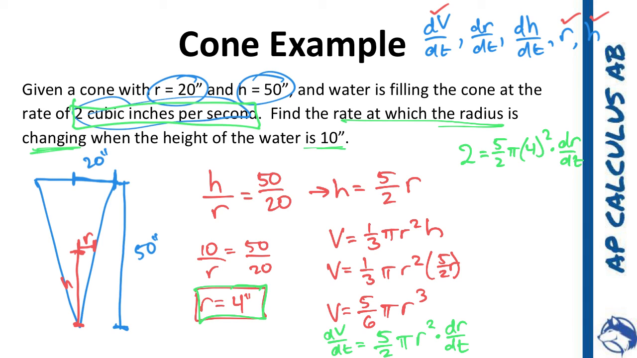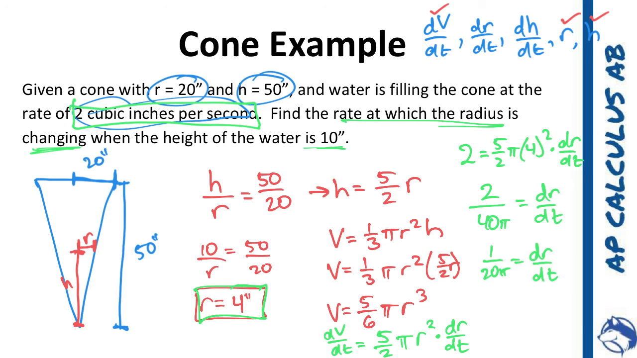So now it's just essentially solving for dr/dt, and that ends up being, so if 4 squared is 16, divided by 2 is 8, times 5, so I've got 2 over 40 pi is equal to my dr/dt, which I can simplify just a little bit more, and it would be 1 over 20 pi is equal to dr/dt.